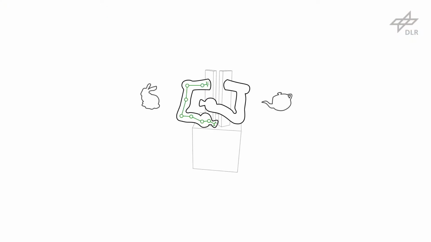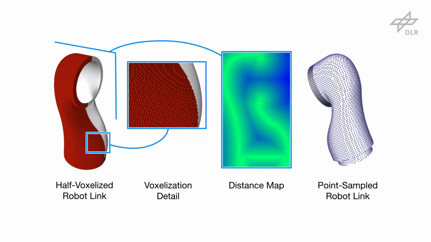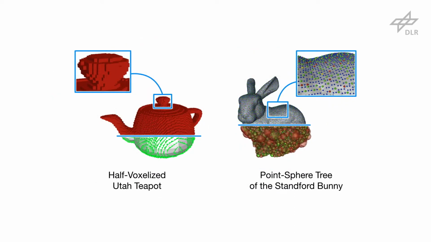First, we need the kinematic chain of the mechanism, and additionally, the geometries of the links and the objects in the environment. In our example, object markers are optically tracked. Second, for each mechanism link we generate voxelized distance fields and point sampled representations. We do the same for the environment objects. Point sampled objects are ordered in sphere trees for faster collision detection.